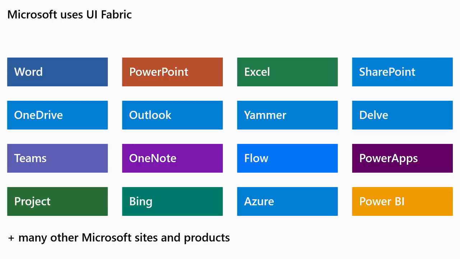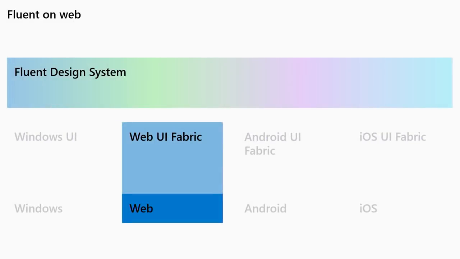So what this means for you is that Fabric is battle-tested against a large range of complex scenarios with a really high bar for quality. To be used by all these products, Fabric has to be beautiful, yes, but it also needs to be performant, accessible, and customizable. We hold ourselves to an incredibly high bar, and by making Fabric available to you, you get the same benefits that we do. So now, let's take a closer look at what you get with Fabric on the web.